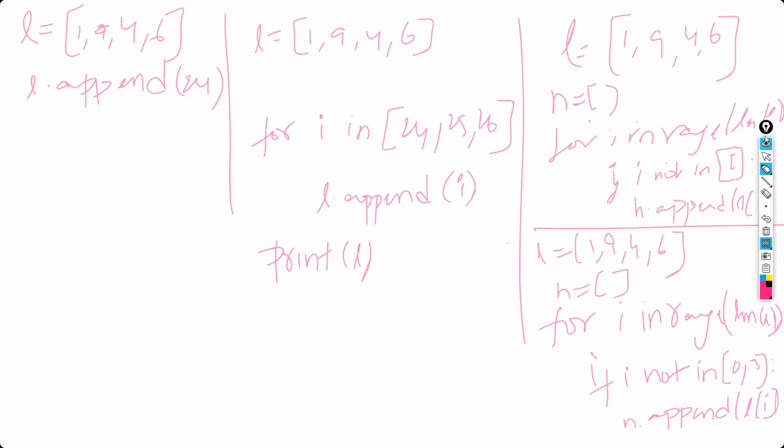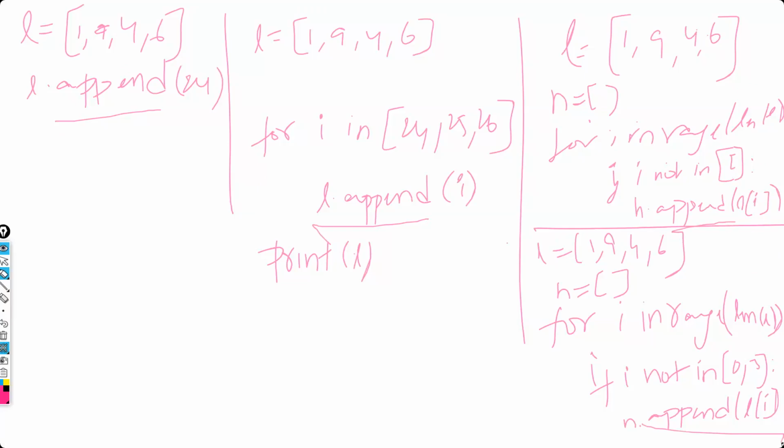Now why, sir? Why do you want to use append only, sir? Because an array means, as I have told you, it is nothing but a list with append. So here append is there. Append is there.